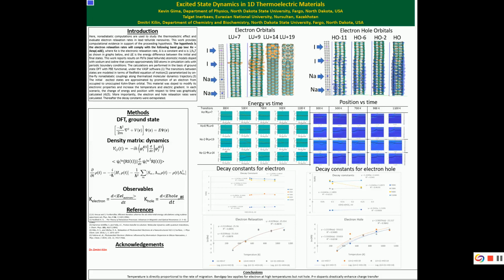So a conclusion I drew from this is the band gap law, which is this equation right here: the electronic relaxation rate is equal to e to the negative alpha delta E, where delta E is the change in energy. The band gap law applies for electrons at high temperatures, but not for the electron hole, because as you can see on this graph, the slopes are almost zero. So that's the conclusion I drew from this.